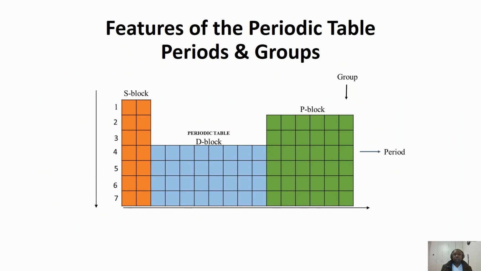So this is the periodic table, blank. This is how it looks. Periodic table has features such as the blocks, the period, the groups, and so on and so forth. So for this one, you can see that the arrow going down, the arrow which is the horizontal, is the group. So when it goes vertical, it's the period. The periodic table is also divided into blocks. We have S block, we have D block, and we have the P blocks.